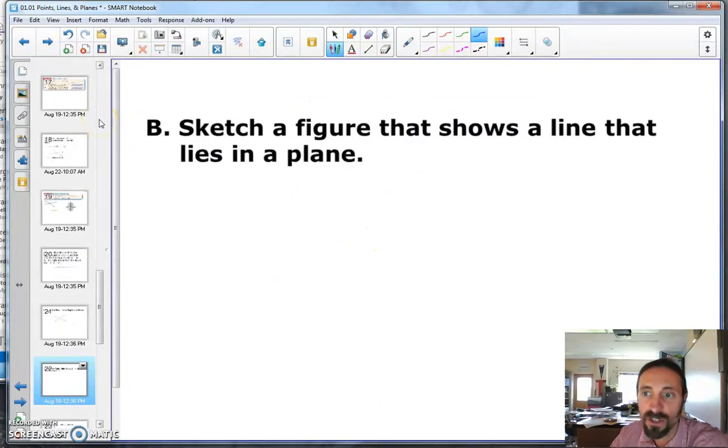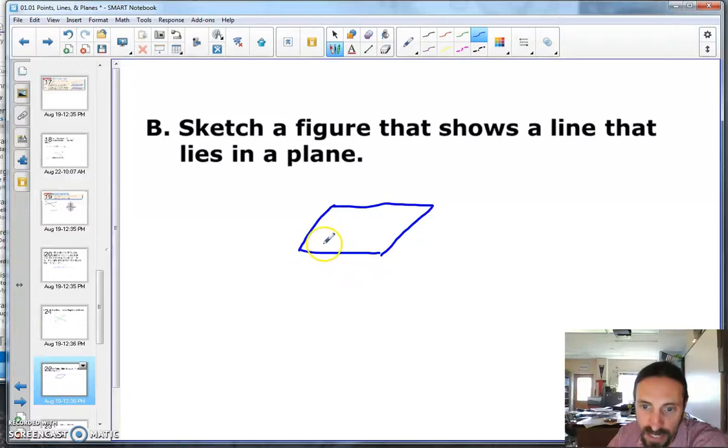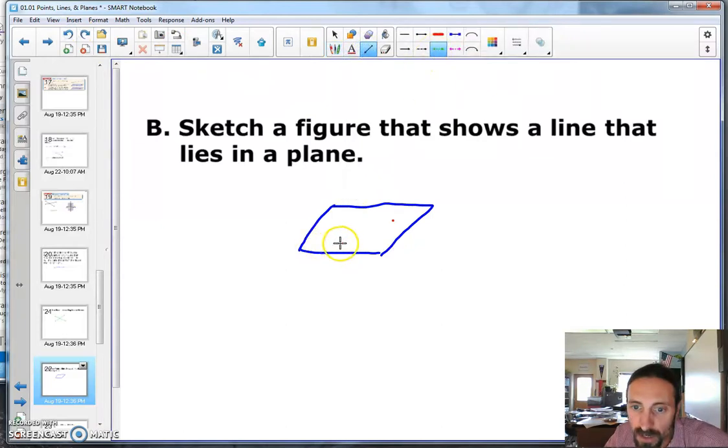Sketch a figure that shows a line that lies in a plane. Okay, well, let me just start with a plane. And then if I'm going to have a line in it, I'm going to have a couple of, let me change colors. We'll get some red in there. There's a point. There's a point. And we'll make a line through it. I should have used my, let me go back. Wait a minute, I can go back. I can be taught. You guys, you know that, right? I can go like that, right? So this line is now in this plane.